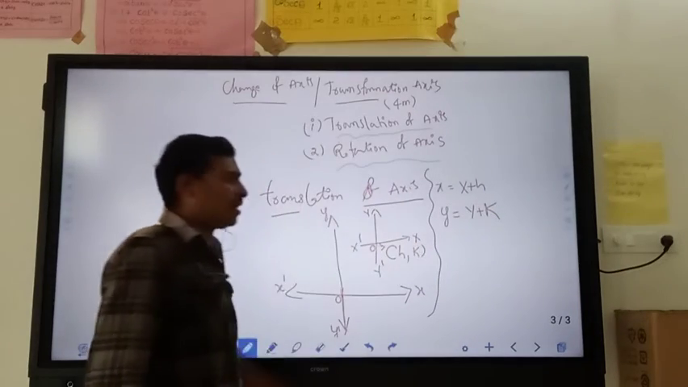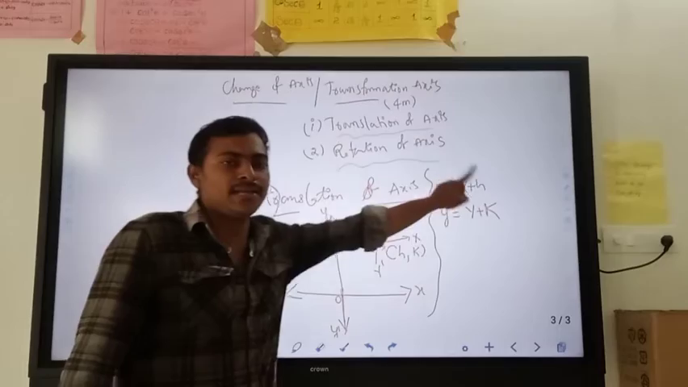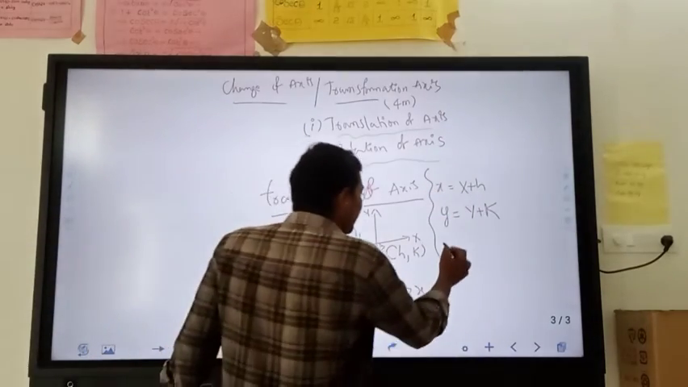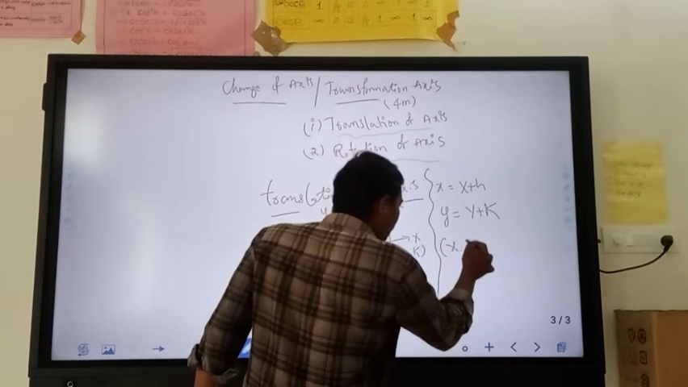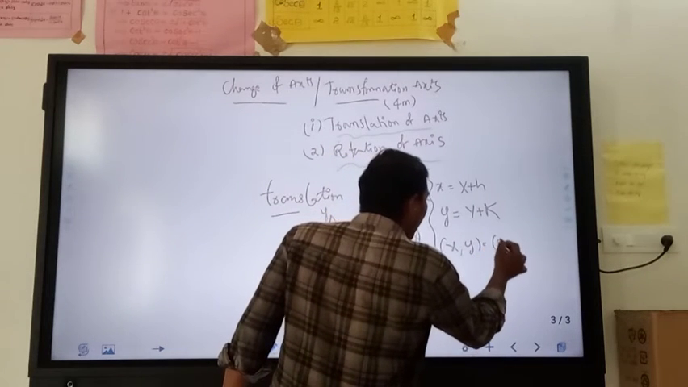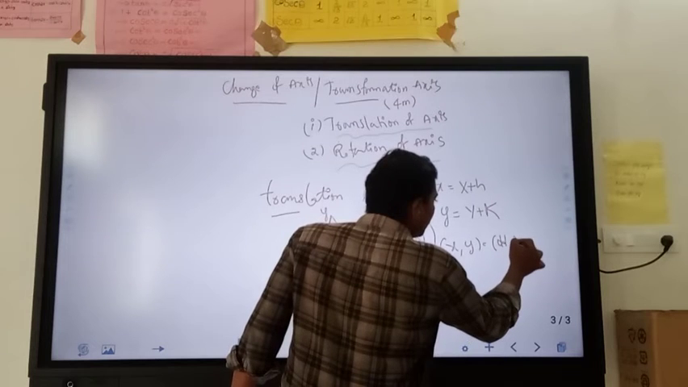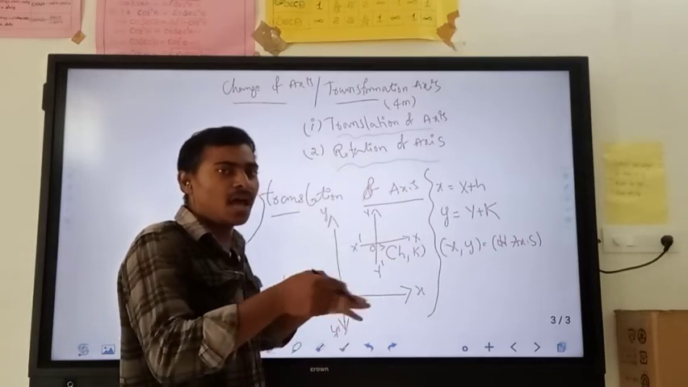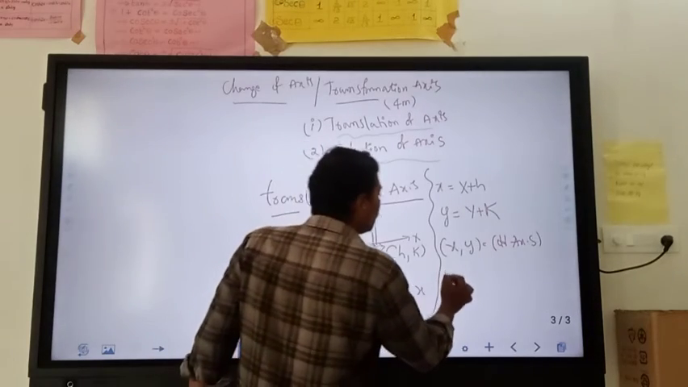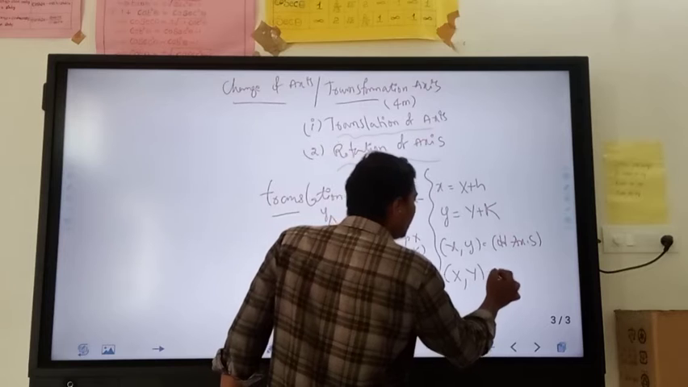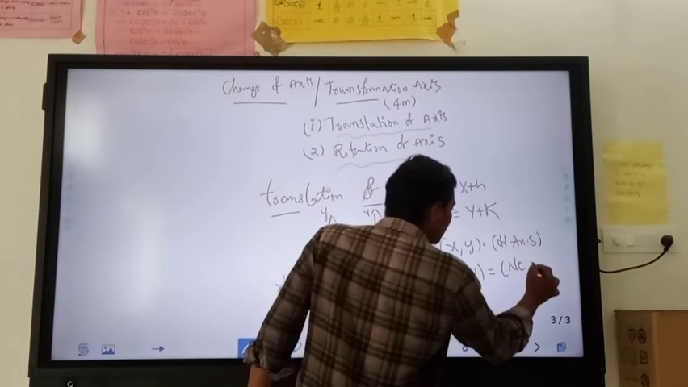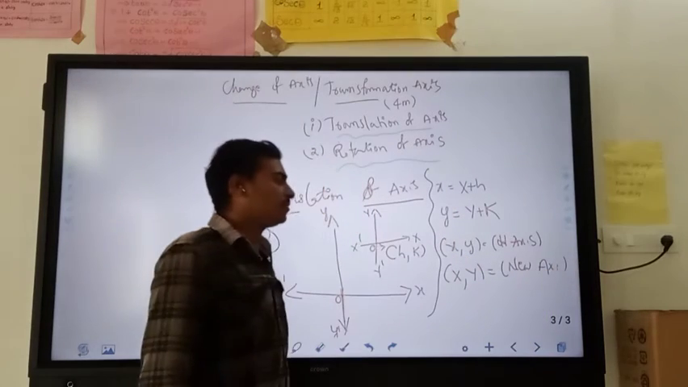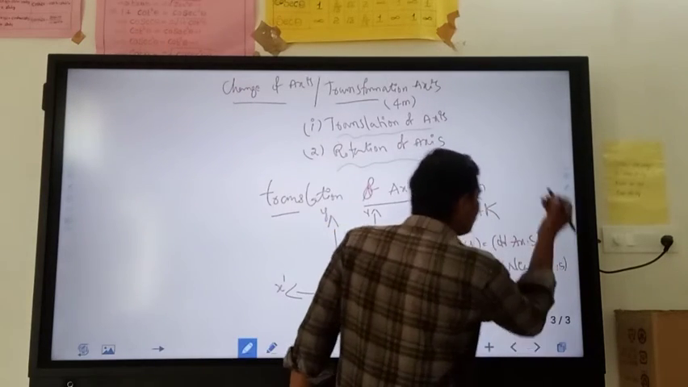Capital X equals x minus h... small x equals capital X plus H and small y equals capital Y plus K. Here small x, y are the old or original axis, and capital X, Y are the new axis. The point H comma K is the origin moved point.